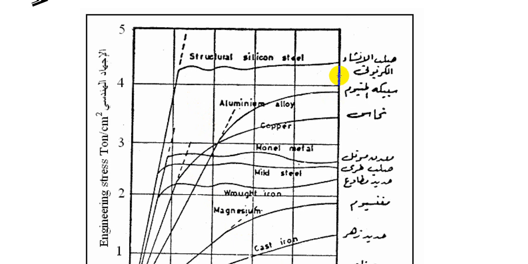The alloys or metals illustrated in the entire stress-strain diagram are as follows: plain carbon steel, or carbon silicon steel, or structural silicon steel, aluminium alloy, as well as copper. Copper is the metal. Aluminium alloy is an alloy of aluminium, which is called an alloy in English. As you can see, the aluminium alloy has a curve extending from the point of origin, at which the engineering stress, or nominal stress, and the nominal strain intersect.